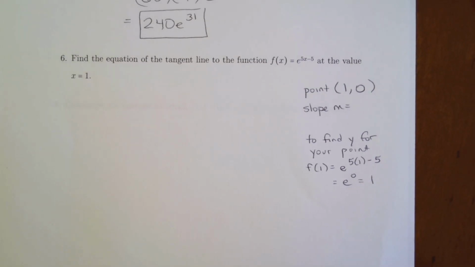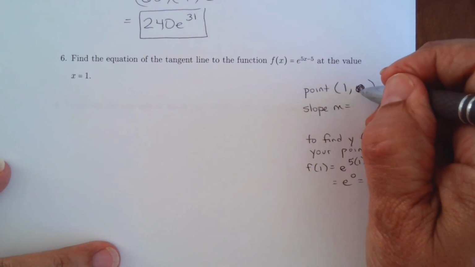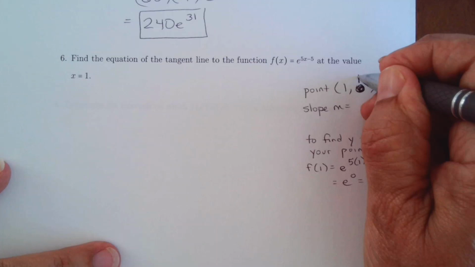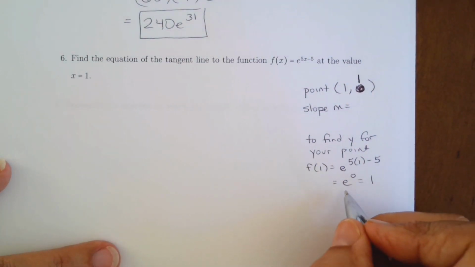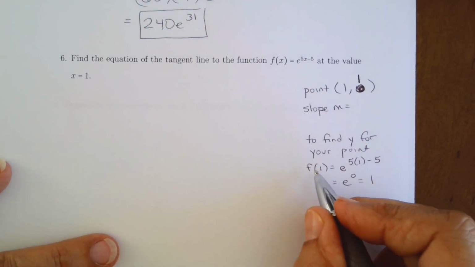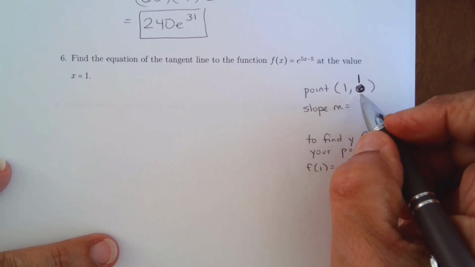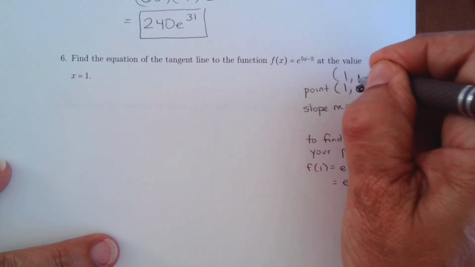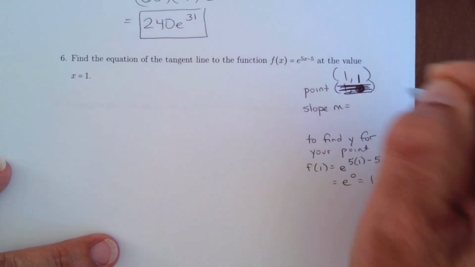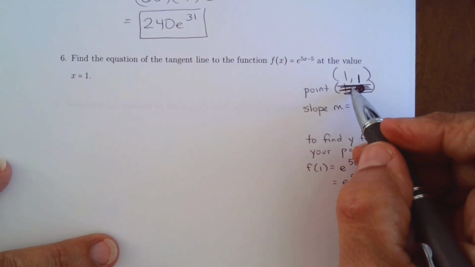Okay? Oops, I don't know why I wrote 0 there. I said 0 too many times. All right, so e to the 0 is 1, so f of 1 is 1. So your point is 1, 1. Write it up there. Okay. All right, so there's your point.